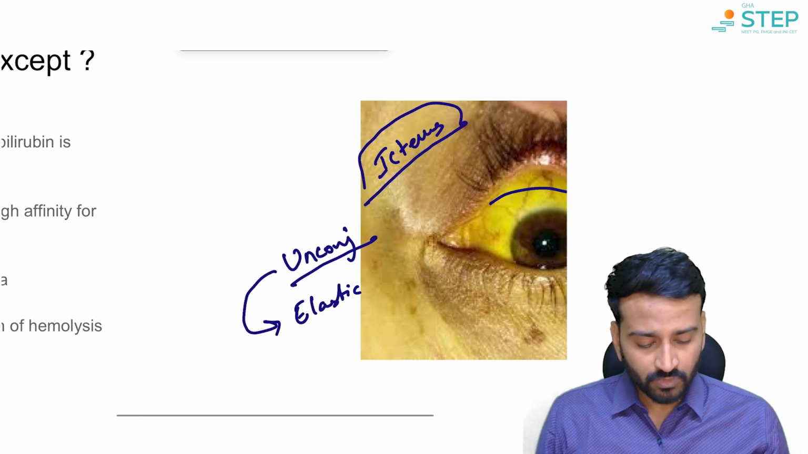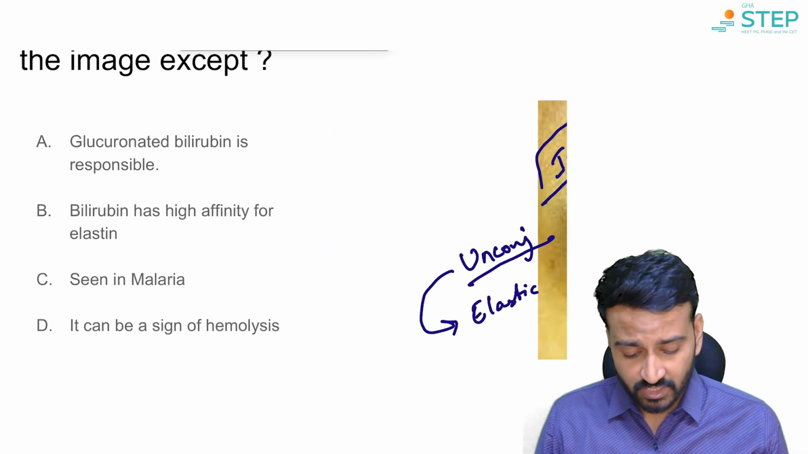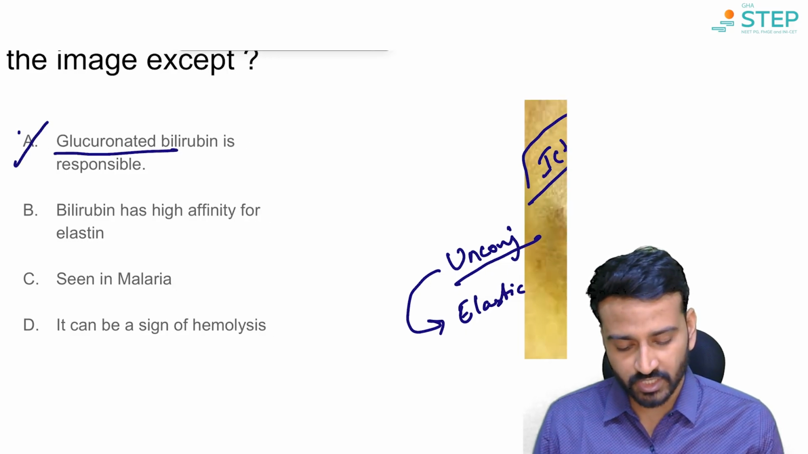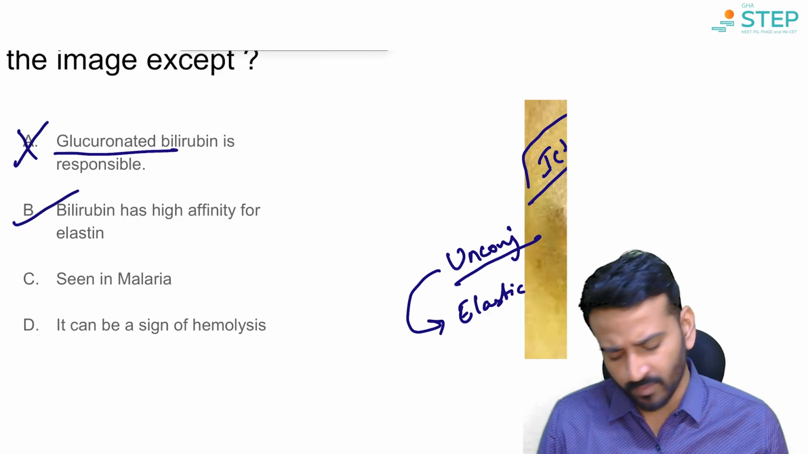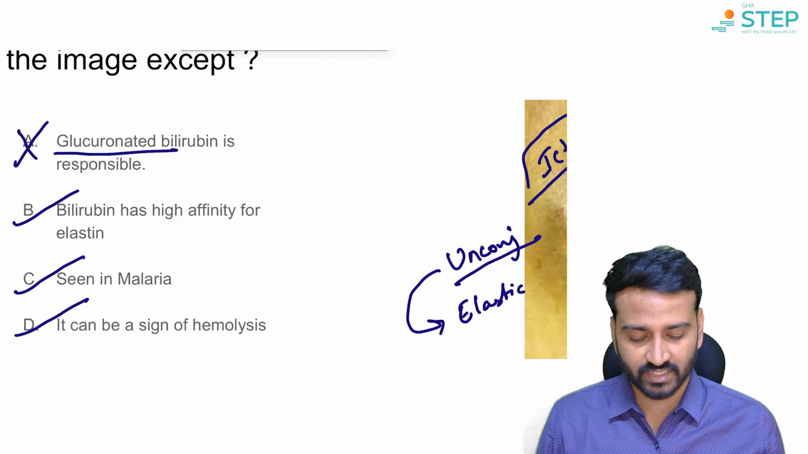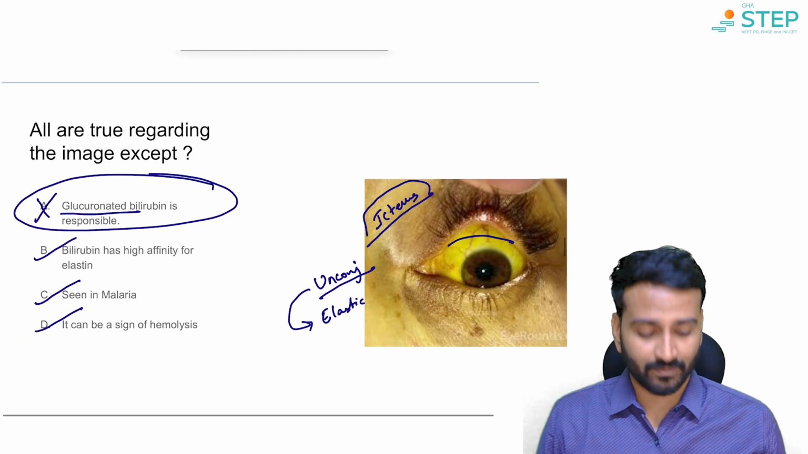bind to. Looking at the options, glucuronated bilirubin is responsible. This is conjugation process, glucuronation, so it is not. Bilirubin has high affinity for elastin, true. Seen in malaria, hemolysis, yes. This can be a sign of hemolysis, yes. Glucuronated bilirubin. The answer is option A.